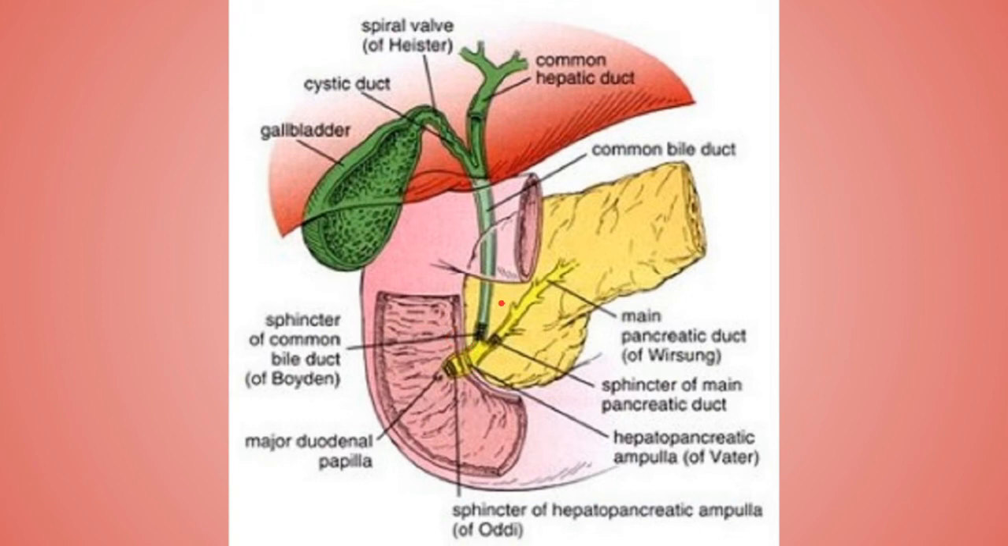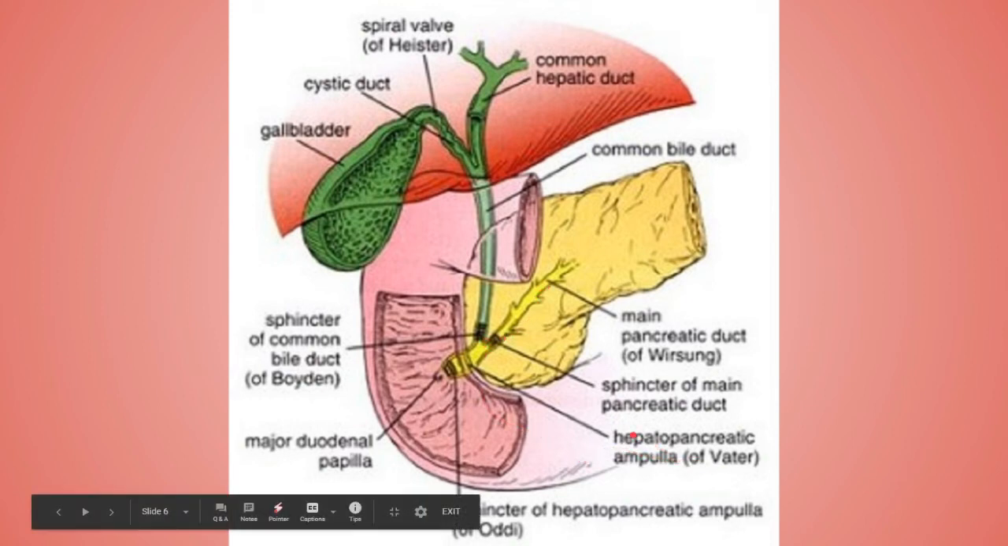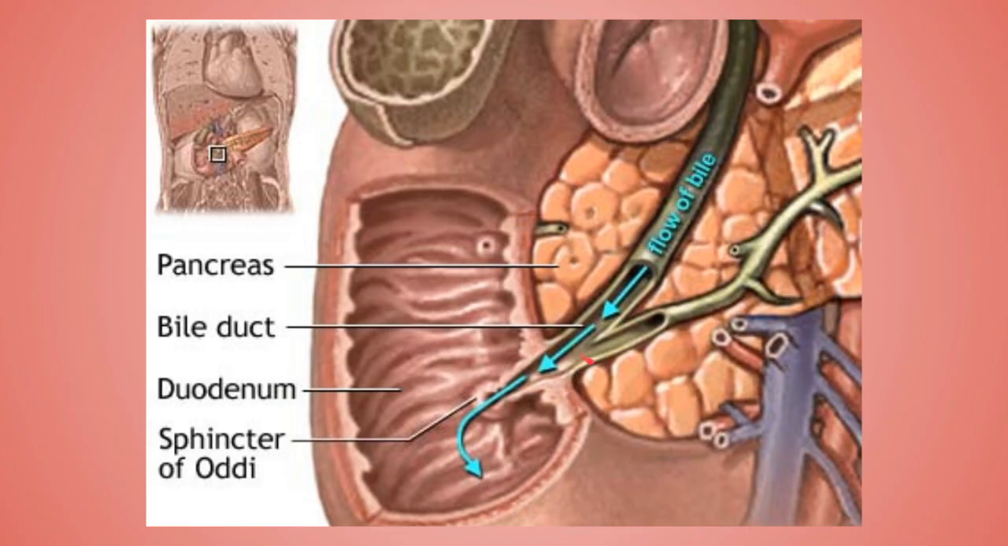Now this intraduodenal part of the bile duct actually combines with the main pancreatic duct, okay, and unites over here and forms an ampulla known as the ampulla of Vater, or the hepatopancreatic ampulla of Vater, okay, and actually opens up into the second part of the duodenum by the major duodenal papilla. Now the sphincter at this area.